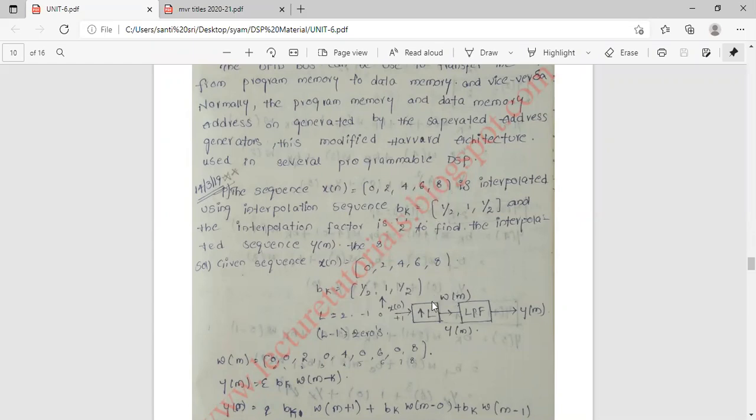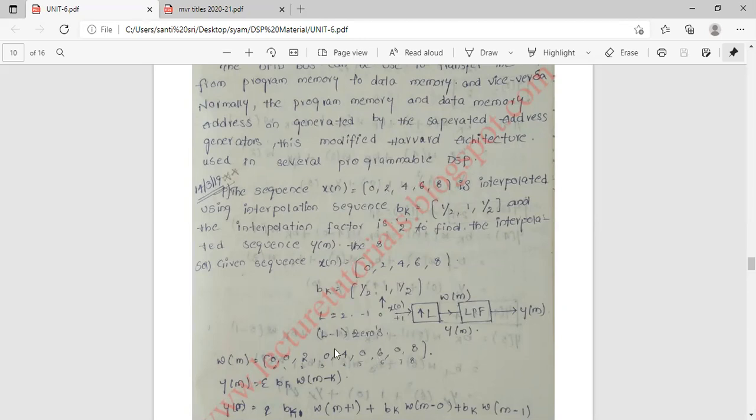That is nothing but w of m. So w of m equals x of n with zeros inserted. Here L minus 1 is 2 minus 1, that is 1. So one 0 will be introduced in between these two numbers. Between 0 and 2, a 0 will be introduced. Between 2 and 4, another 0. Between 4 and 6, another 0. Between 6 and 8, another 0.